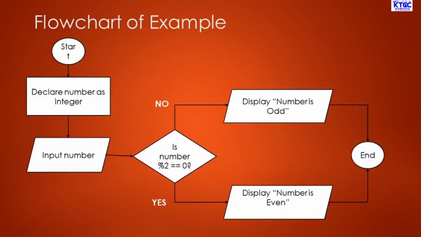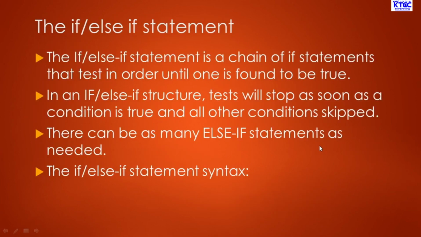Now, this is the flow chart showing what we just saw in the pseudocode. We declare the number as an integer. We input the number. We make a decision here. Is number modulus 2 equal to 0? What we are trying to check here is whether the number is even. If it is even, it means yes, display even. If it is no, display number is odd. And the program ends. So that is that.